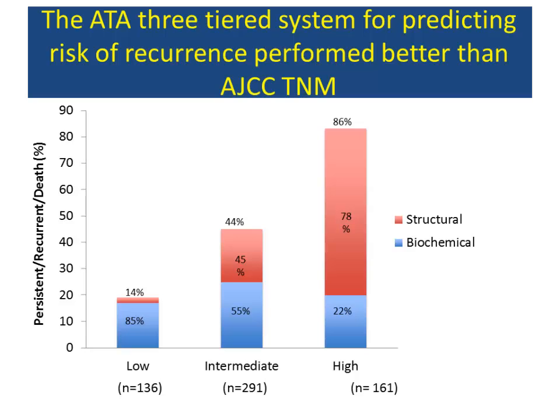most of the recurrence is in the form of biochemical recurrence, not structural recurrence. Whereas if you look at the high-risk group, most of the recurrence, or the persistent disease, is in the form of structural disease, which is represented in red, blue being biochemical recurrence or persistent disease.